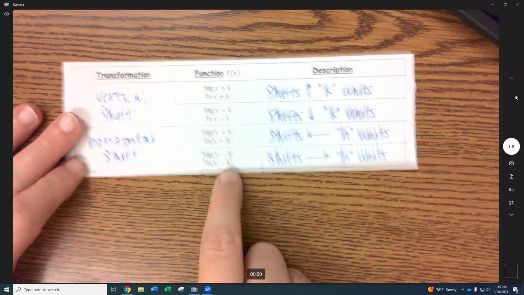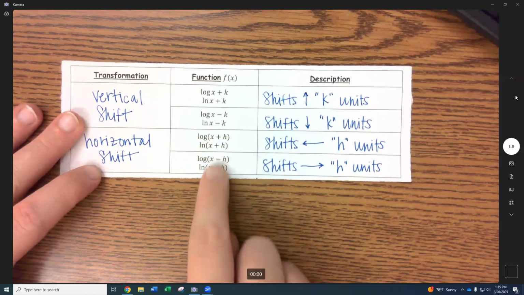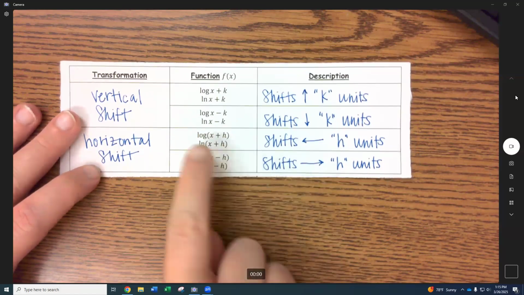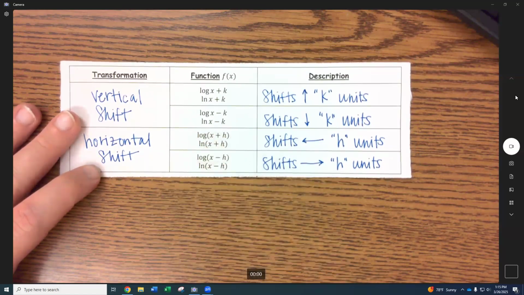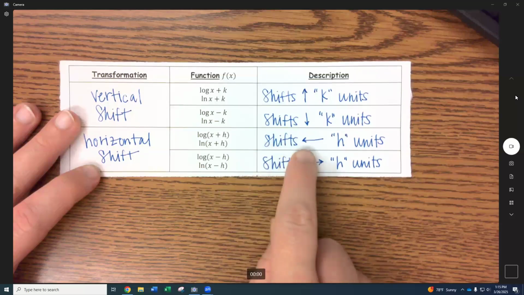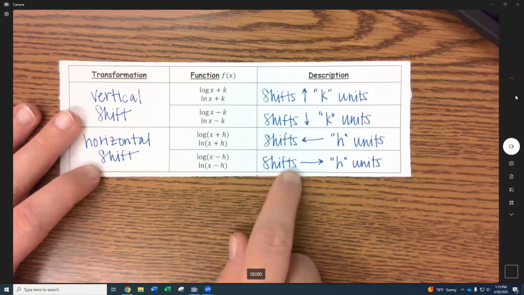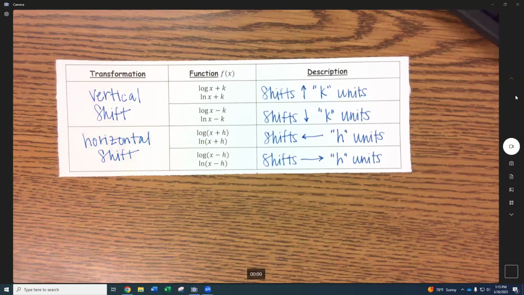When you have horizontal shifts, now you are adding or subtracting something within that log. And so you're going to see your parentheses to group it in, to include it in that log. And these go opposite of the way we think. Plus is actually going to be to the left, minus will be to the right. So pause that if you need more time to write those down.